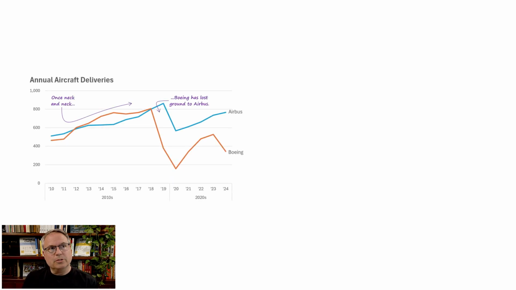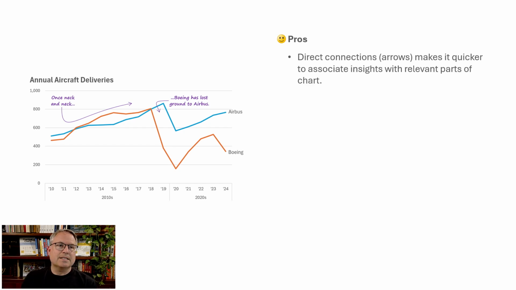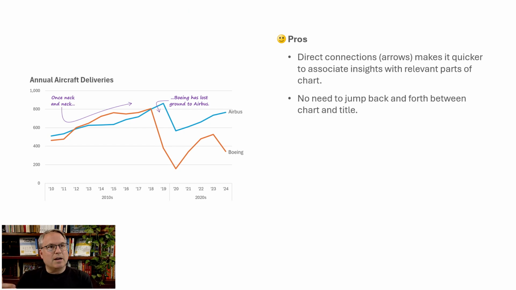And then there's this approach where we're putting the insights directly in the chart itself, which I've been doing a little bit more often because I think there are some potential advantages to this. One of them is that our insight is now directly connected with the relevant parts of the chart, right? I see, oh, neck and neck, so I don't have to find it in the chart. It's pointing right to it. Boeing lost ground. Yeah, like I said, there's a direct connection through these arrows in this case. And so there's no need for my eye to jump back and forth between the chart title and the chart itself. I can just look at the chart.